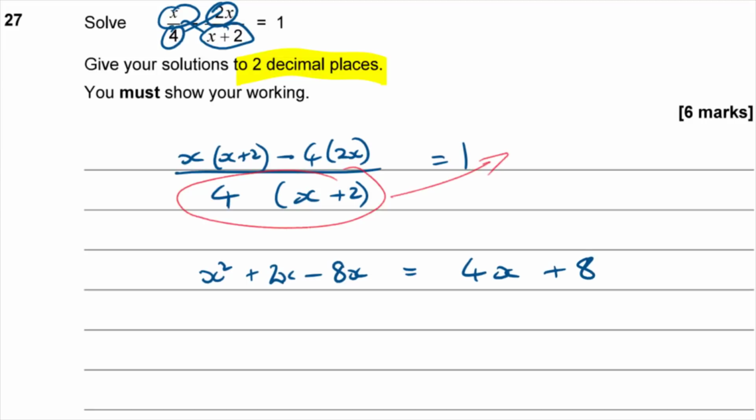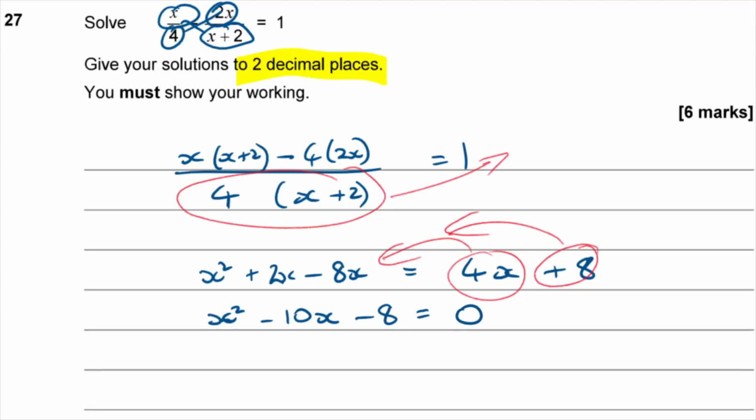Okay, right, then I'm going to collect everything on one side, so I'm going to move these two things back over. So I'm going to get x squared, then I've got 2x and I've got minus 4x coming over, and I've got another minus 8x there. So 2x minus 8x is minus 6x. Take away another 4x is minus 10x. And I've got minus 8 coming over as well, and that's all equal to 0. So now I've got my quadratic in x squared.